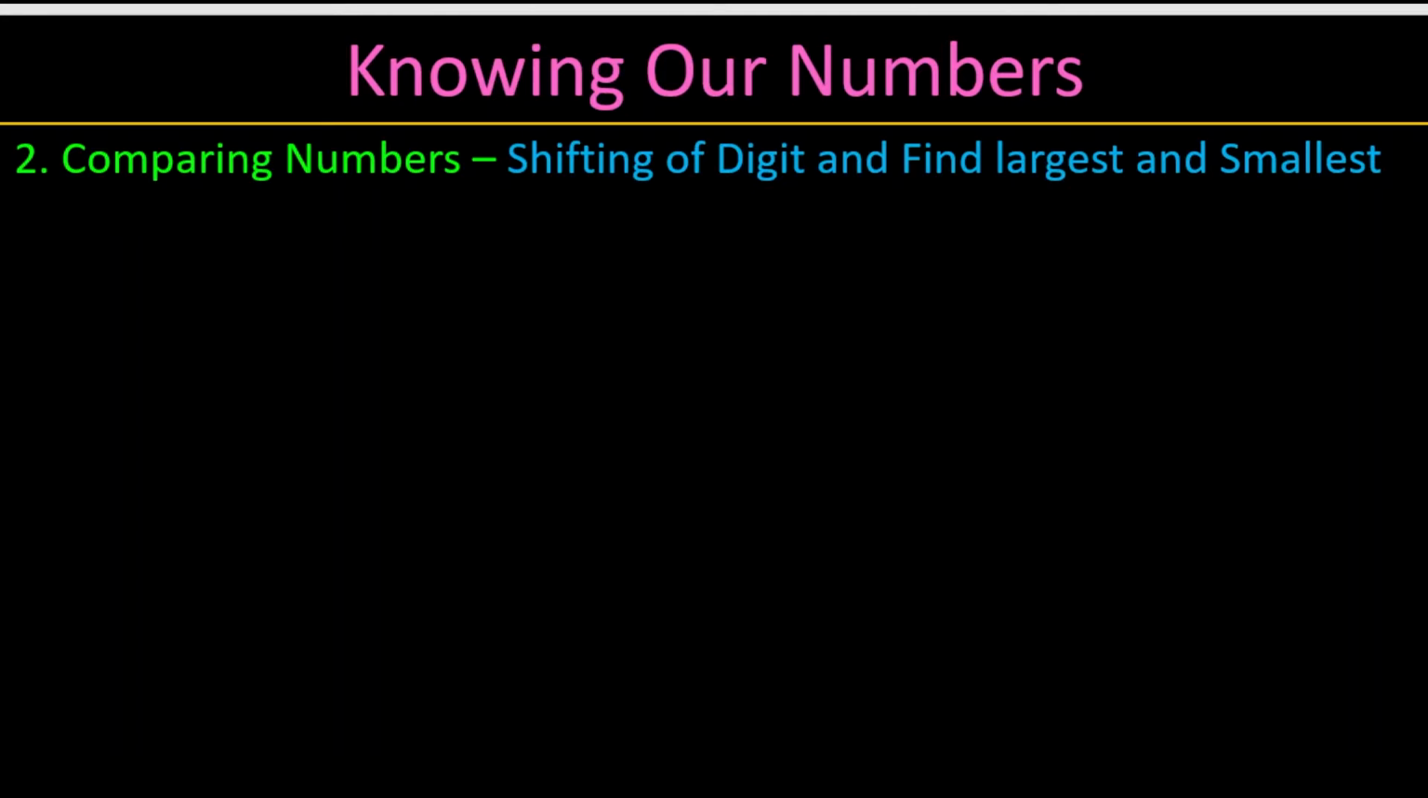Now let us understand shifting of digits. Right now assume 392. This is the number. Shifting of digits means we need to first identify how many digits are there, and identify the first position, second position and third position. Let's understand first. This is the first position, second position, third position. Let's put it in the box.